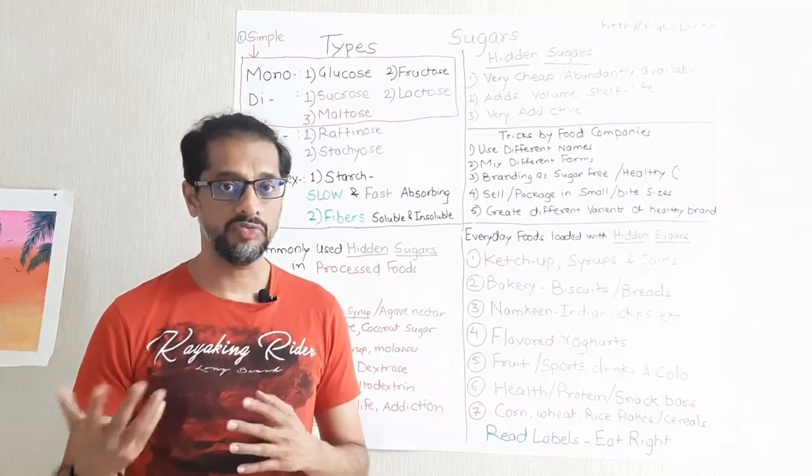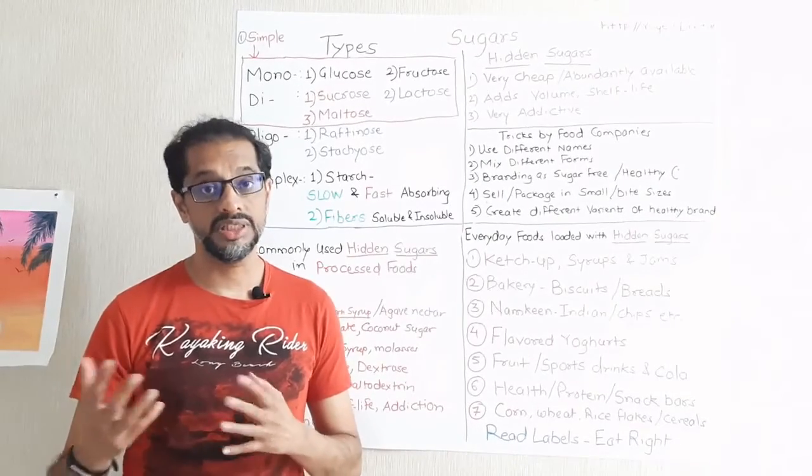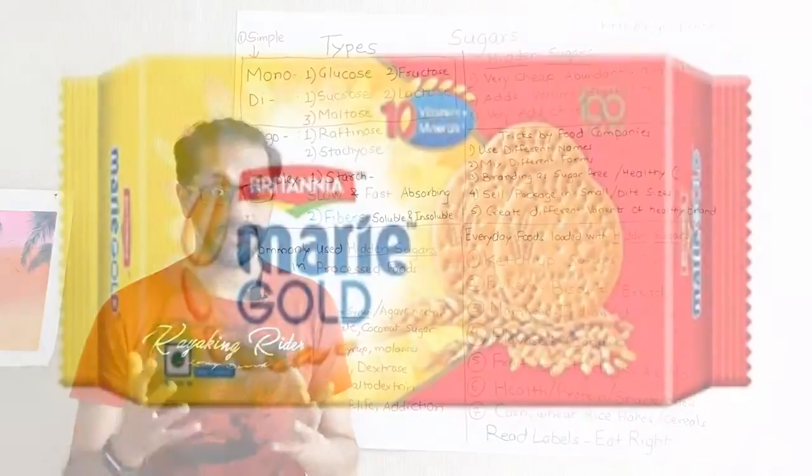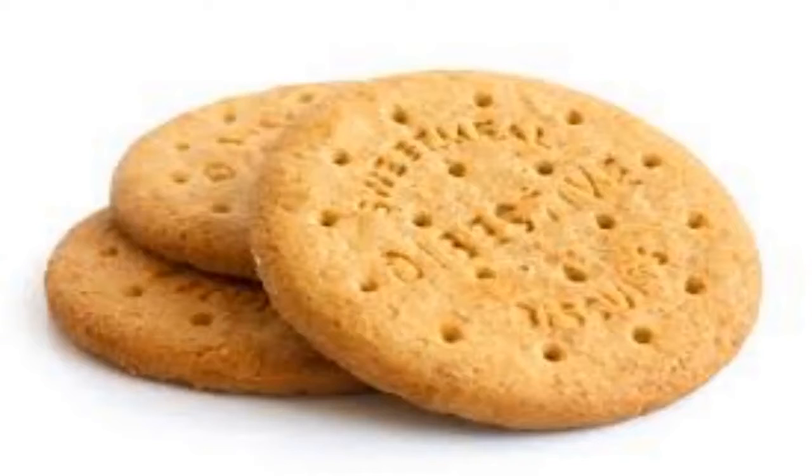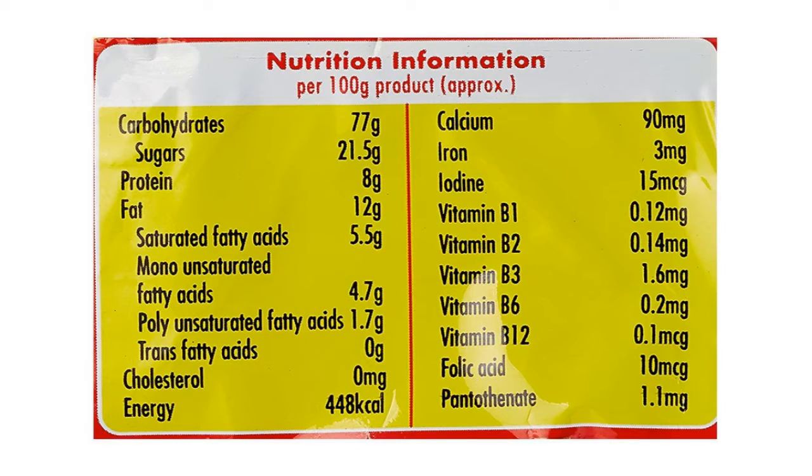Same is the case with any bakery product. For example, a pack of biscuits, something like a Marie, which is branded as very, very healthy even for diabetics. So a Marie, or let's say even something like a digestive biscuit, would have at least 20 grams of sugar in a pack of 100 grams of biscuit. So that's too much on the higher side.